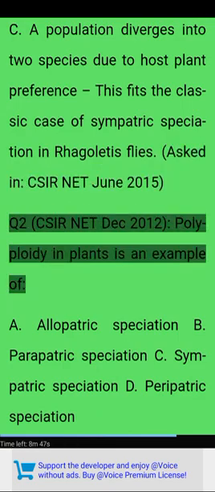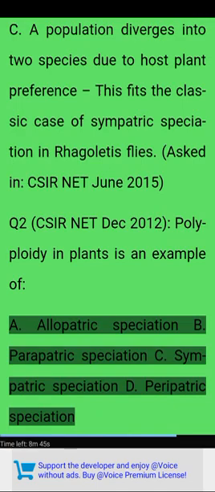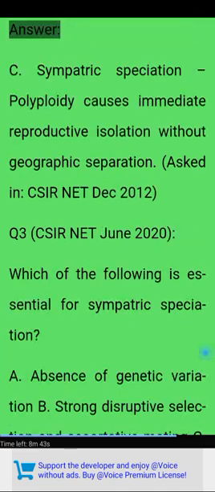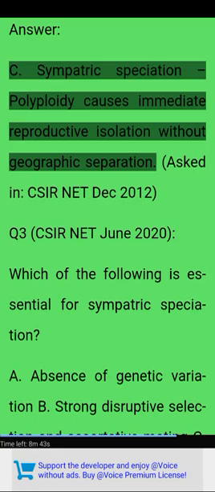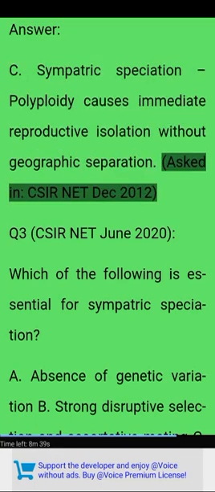Q2, CSIR NET December 2012. Polyploidy in plants is an example of: A, allopatric speciation. B, parapatric speciation. C, sympatric speciation. D, parapatric speciation. Answer: C, sympatric speciation. Polyploidy causes immediate reproductive isolation without geographic separation. Asked in CSIR NET December 2012.